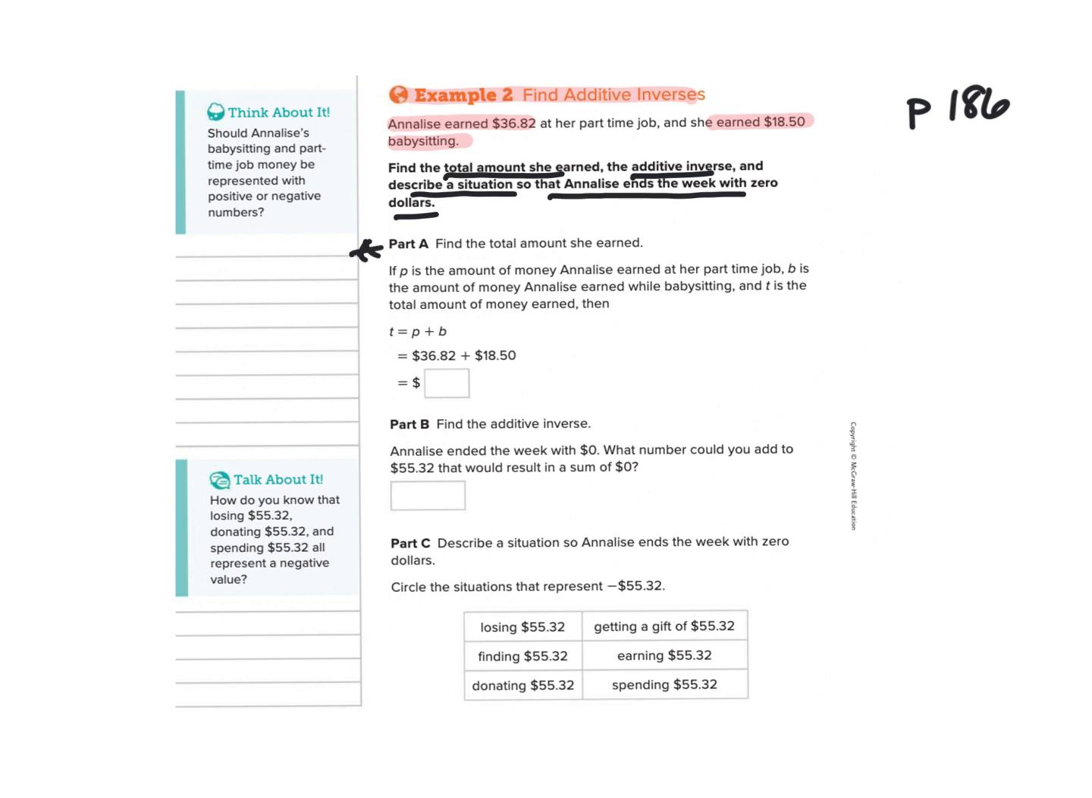So part A, it says find the total amount that she earned. Well, you guys kind of know this. Let's come over to the side. She started with $36.82 at her job, and then she earned $18.50. So I want you to write this right in the margin of the book, just like I'm doing.